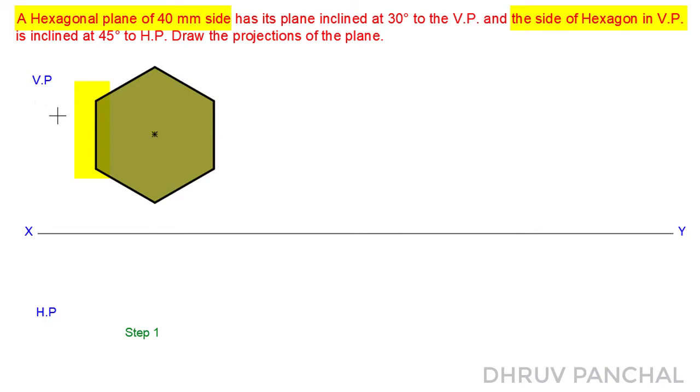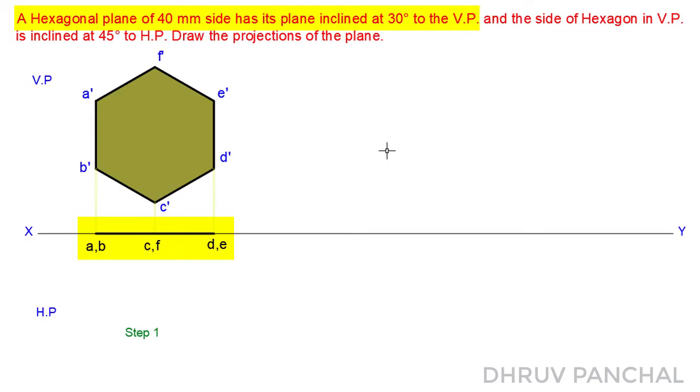Name the corner points of the hexagonal plane by points A dash, B dash, C dash, D dash, E dash and F dash. Now, to draw a top view of the hexagonal plane, take projections of each point in the horizontal plane and mark points AB, CF and DE and join them as shown.